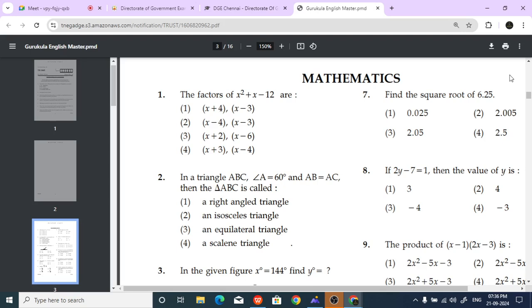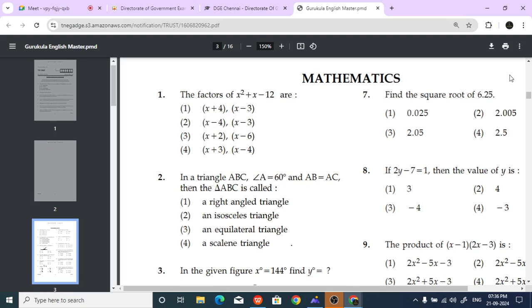Yes. The factors of x square plus x minus 12 are, they have given 4 options: x plus 4 and x minus 3; x minus 4 and x minus 3; x plus 2 and x minus 6; x plus 3 and x minus 4. Which is the right answer? We have to find. So, I will do this question.